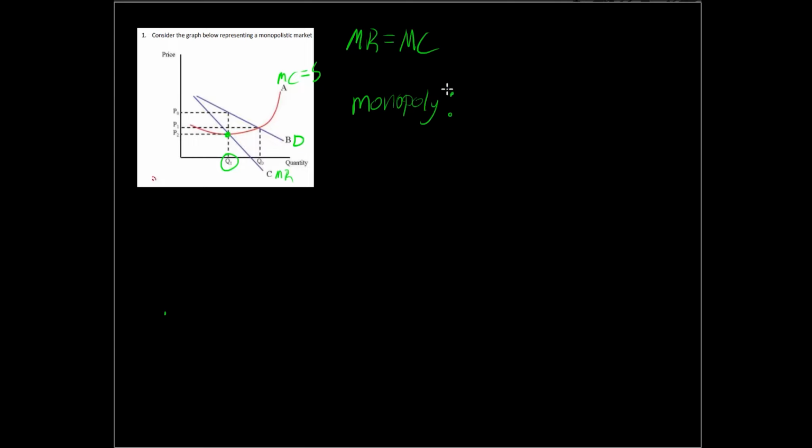So for a monopolist, marginal revenue equals marginal cost, and that tells us quantity equals Q1. But when it comes to price, it's a little different, because the monopolist isn't going to charge P2, because at this quantity, Q1, demanders are willing to pay all the way up here at the demand curve. So they're going to charge a higher price. Tracing that up and over, we get the monopolist price.